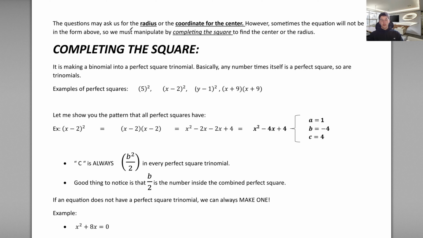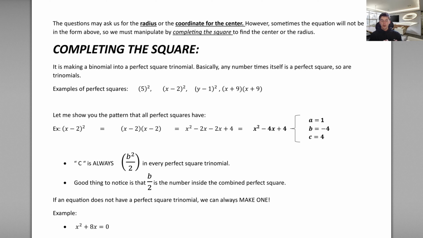The question may ask us for the radius or the coordinate for the center. However, sometimes the equation will not be in the form above, which is the center form of the circle. So we must manipulate by completing the square to find the center or the radius. Here I'm just going to quickly touch on completing the square. If you already know it, you can skip it. Also, for those kinds of problems, there is a calculator that you can use, so it's not as important for you to know. I still want to teach you completing the square.